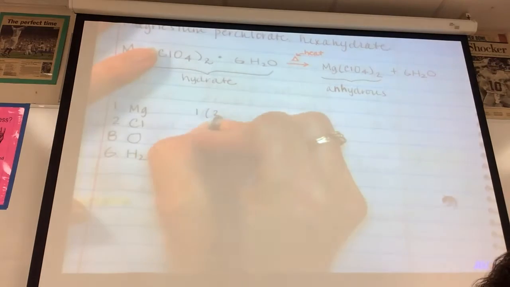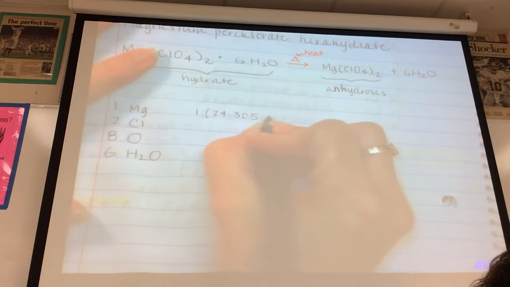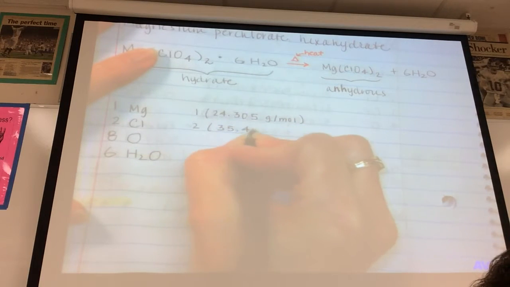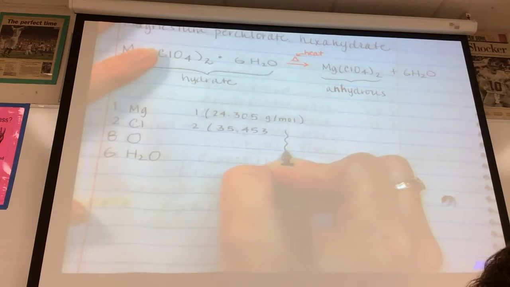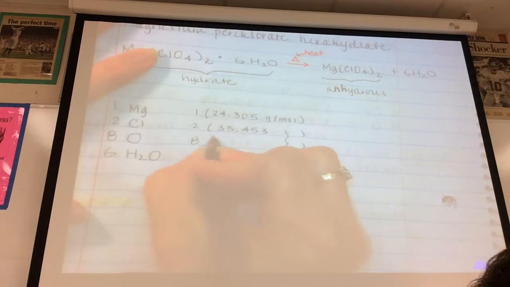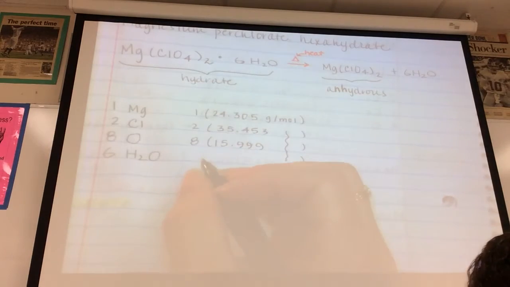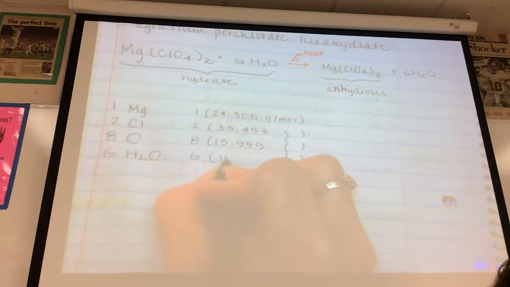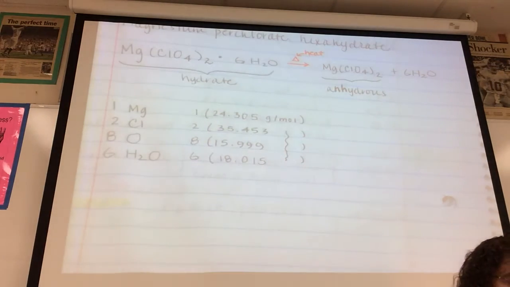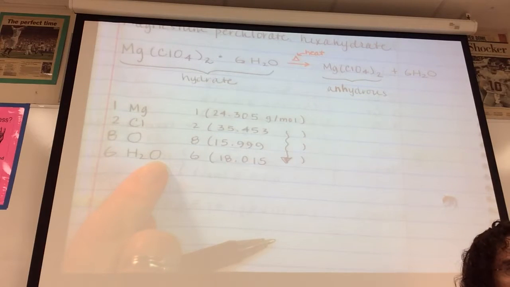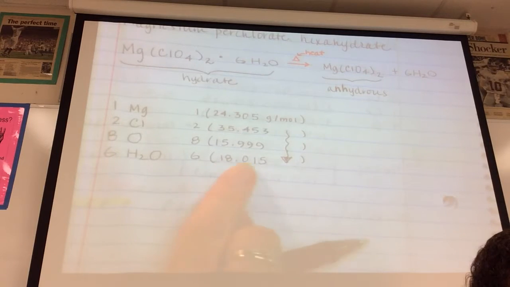I've got 1 times 24.305 grams per mole, 2 times 35.453 grams per mole, 8 oxygen. Now the other day we calculated the molecular mass of water. We have 6 waters, 18.015. That's probably a handy one to know. But if you don't remember it, it's fine. You can derive it. 2 times the H, which is 1.0079, plus 1 times oxygen, which is 15.999. And you can derive the molecular mass of water.